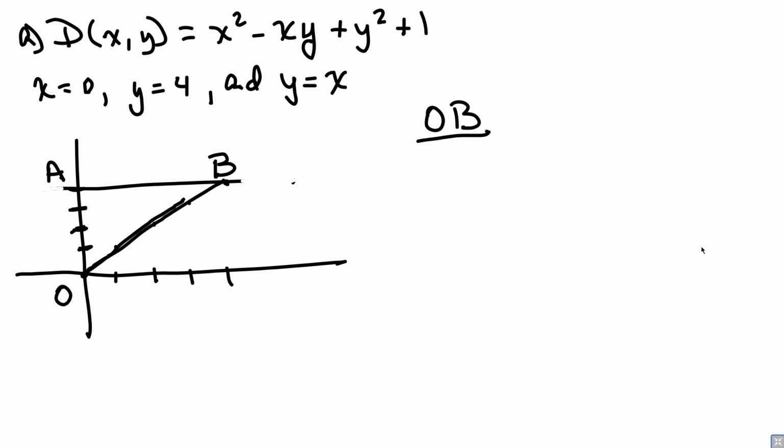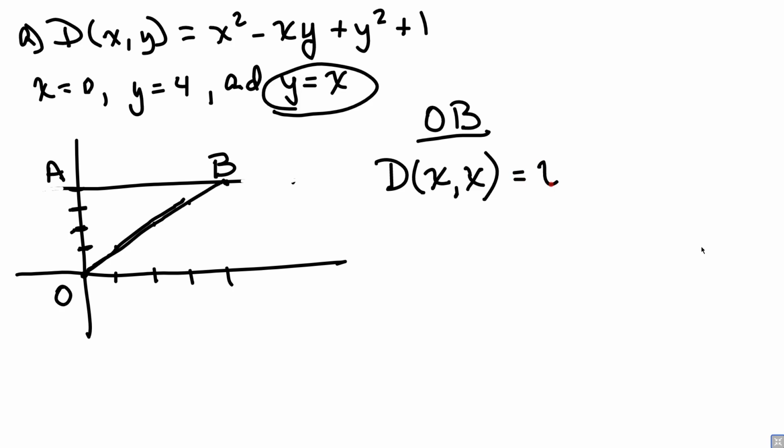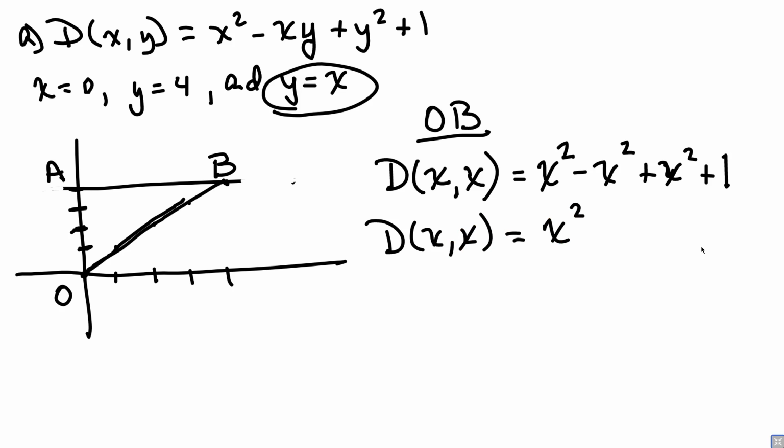So if we're looking at the segment OB, keep in mind this is made up of the line y is equal to x. That means I can now rewrite the function, instead of in terms of x, y, in terms of x, x. And here's why. Along the line, y is equal to x, so in place of y, I'm putting x in there. So now I'm going to rewrite the equation. I'm going to end up with x squared minus x squared plus x squared plus 1. So really, D of x, x is equal to x squared plus 1.